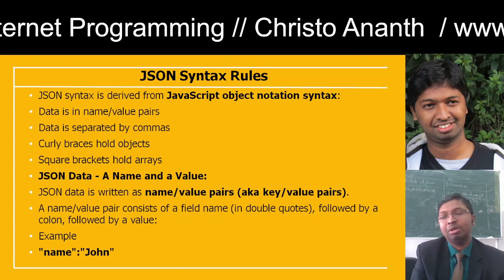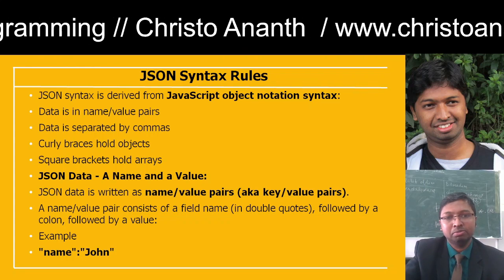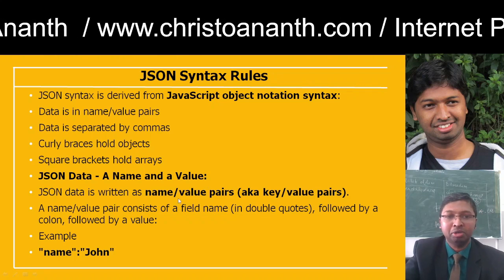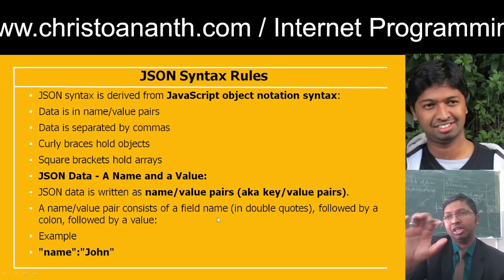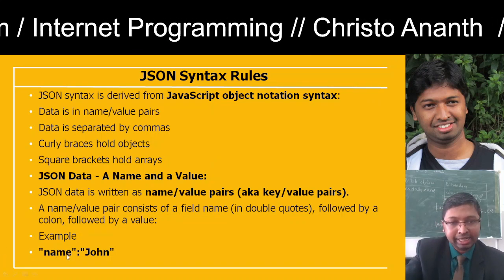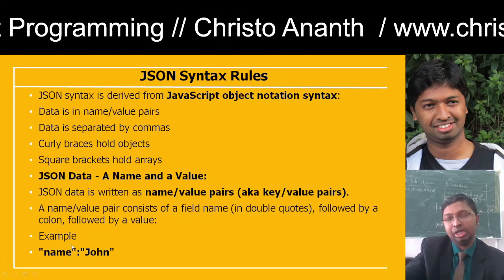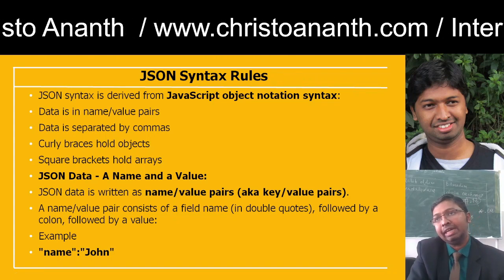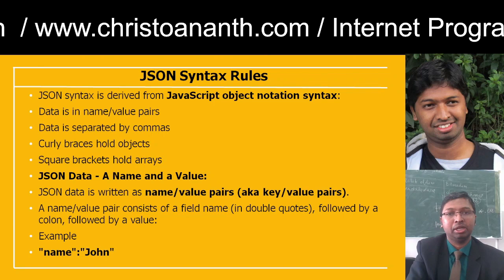JSON data has a name as well as a value, which means that it's written as a name value pair, or key value pair. It will have a field name in double quotes followed by a colon. For example, "name": "John". So that is how you specify the key value or name value pair.